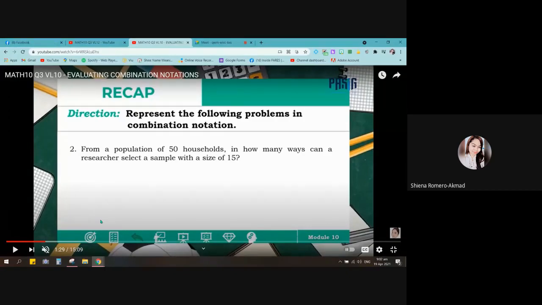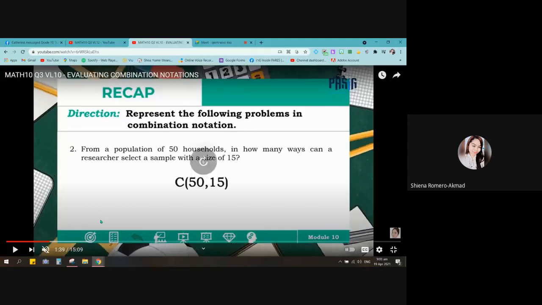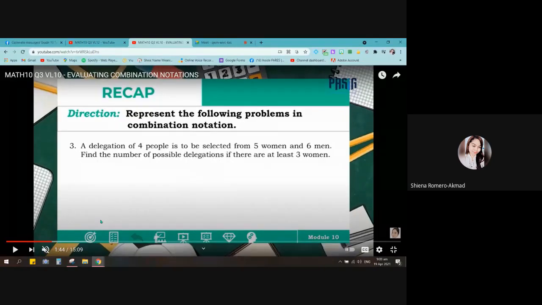What will be our n? It seems you are still asleep. 50, correct. Two of you answered 50. So n is 50. What will be our r? 15. So, combination of 50 taken 15 at a time. How about for number 3?